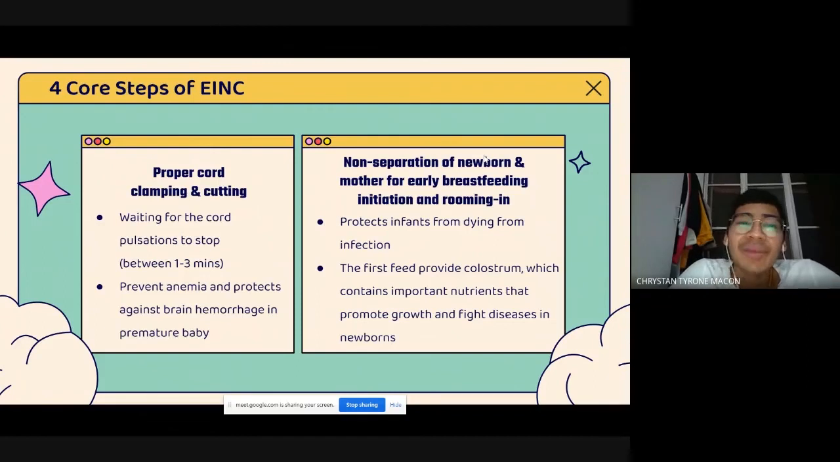At lastly po, ang pinakamahalagang step naman po ay ang non-separation of newborn po para po ma-initiate po agad ni nurse ang breastfeeding kay baby. At ang kahalagahan din po ng breastfeeding ay para po maiwasan po ang pagkamatay agad ni baby dahil sa mga infection. Dahil ang gatas po na galing sa breast milk ni mommy ay meron po itong colostrum. Ang colostrum po ay marami pong mahahalagang nutrients na makakatulong po sa paglaki ni baby at also paglaban po ng mga bacteria na pwedeng magdulot ng sakit kay baby.